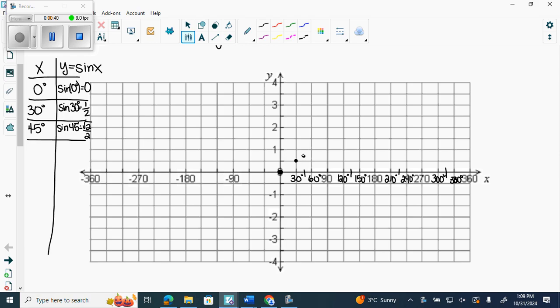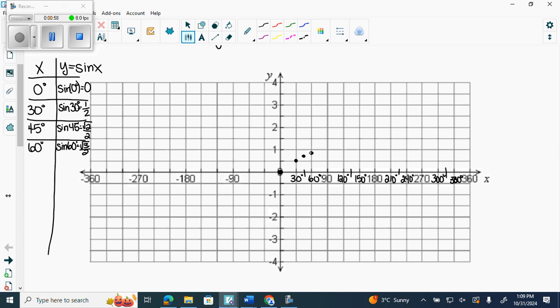Then we do 60, which is sine of 60. What is sine of 60 degrees? Root 3 over 2, which is 0.866. So a little higher than that, but less than 1.